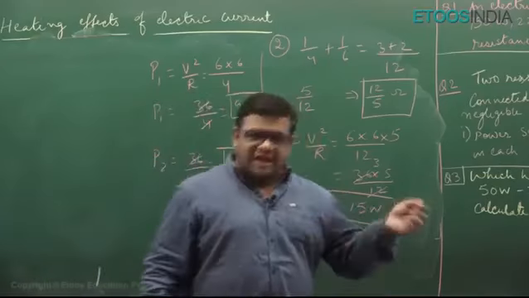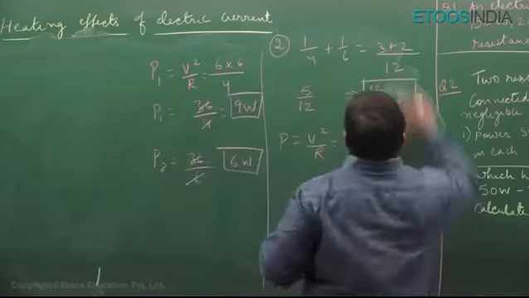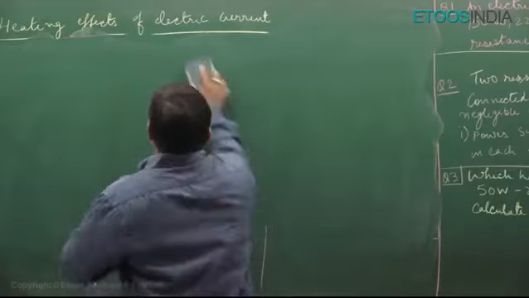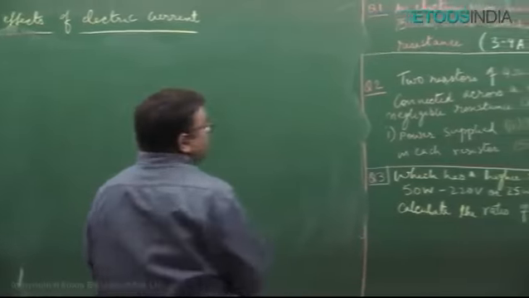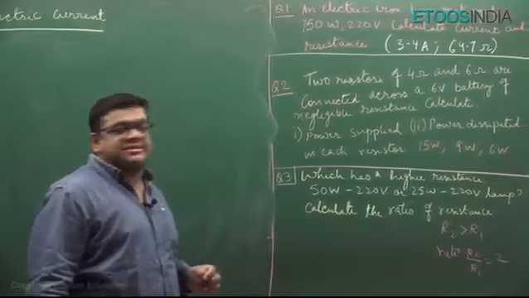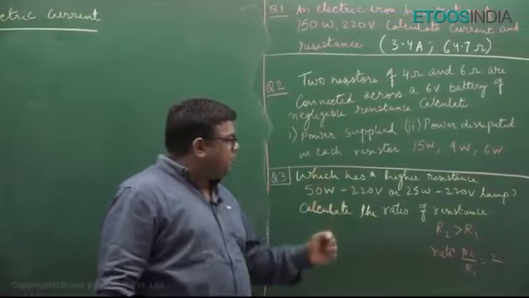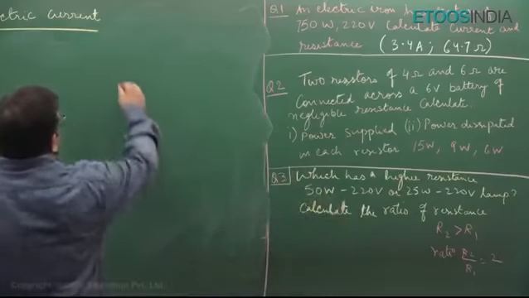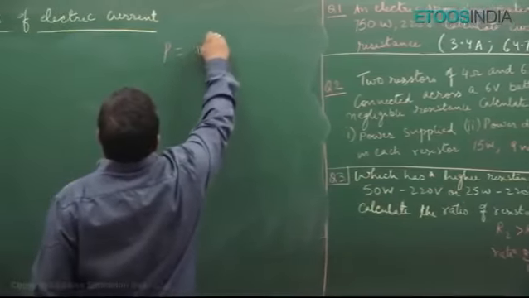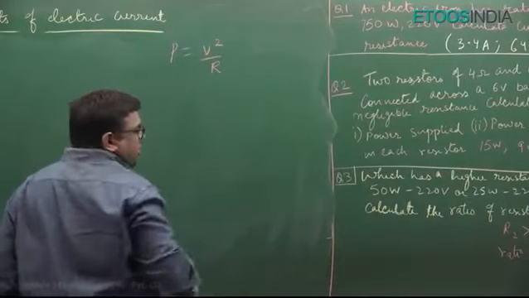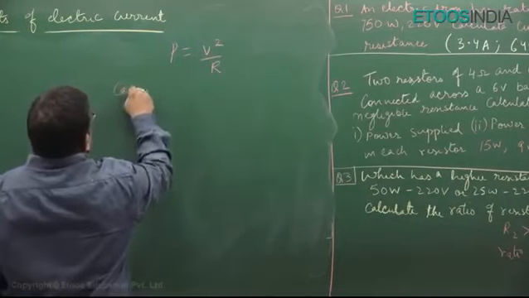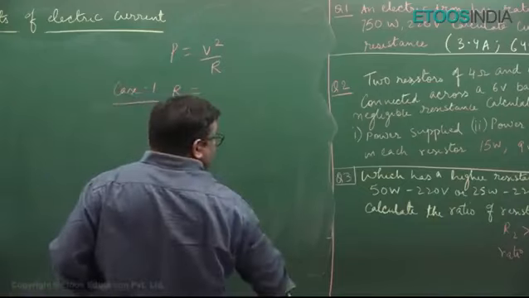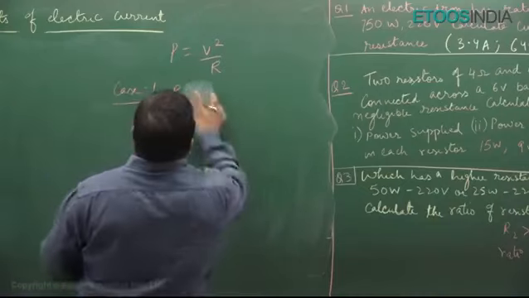With this, I come to the last question of the day. Which has a higher resistance, a 50 watt 220 volt or a 25 watt 220 volt lamp? So for this we need to calculate in this way. The basic formula we will be using is V square upon R. Got it? Now case 1, when power is 50 watt.